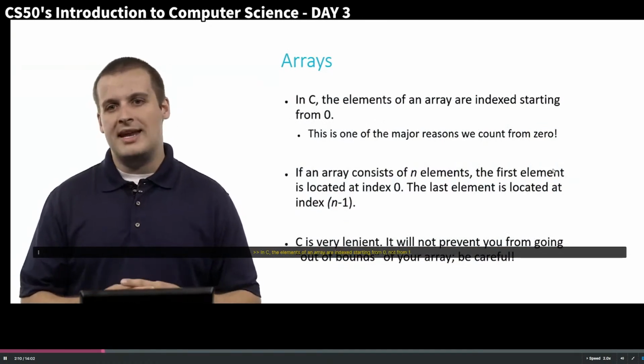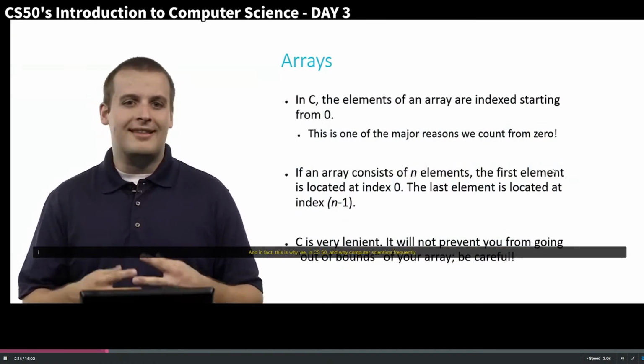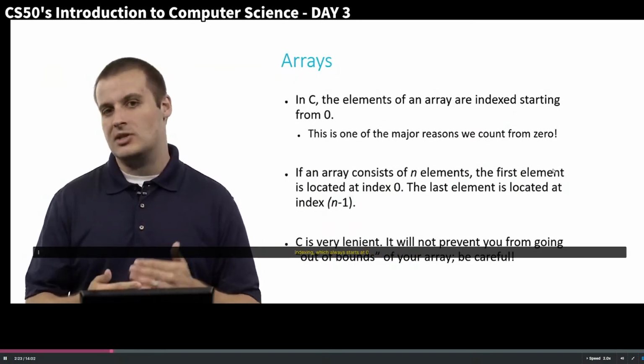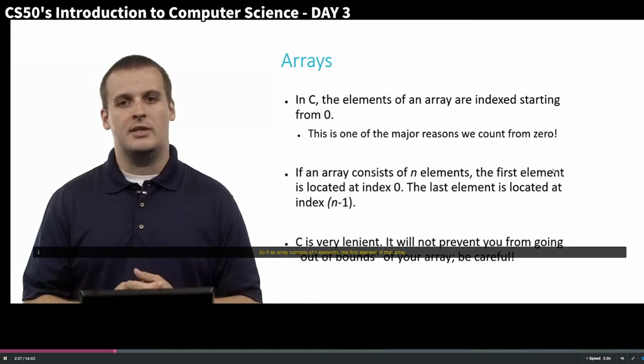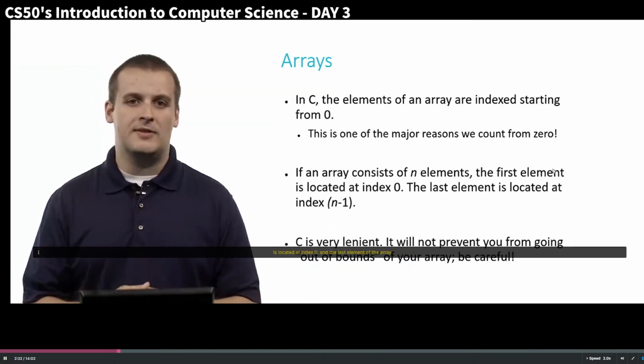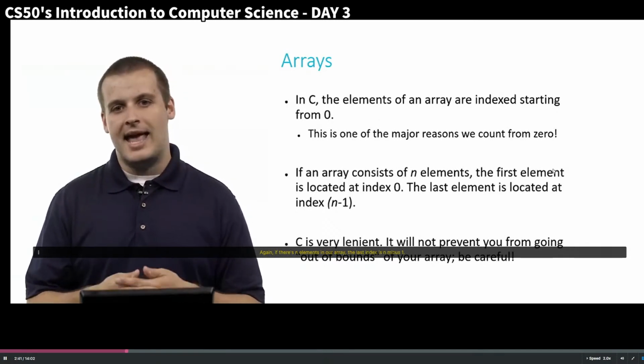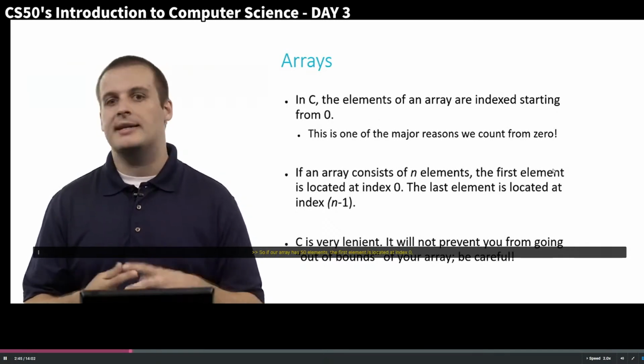In C, the elements of an array are indexed starting from 0, not from 1, and this is really important. In fact, this is why we in CS50 and why computer scientists frequently will count from 0. It's because of C's array indexing, which always starts at 0. So if an array consists of n elements, the first element of that array is located at index 0, and the last element of the array is located at index n minus 1. Again, if there's n elements in our array, the last index is n minus 1. So if our array has 50 elements, the first element is located at index 0, and the last element is located at index 49.